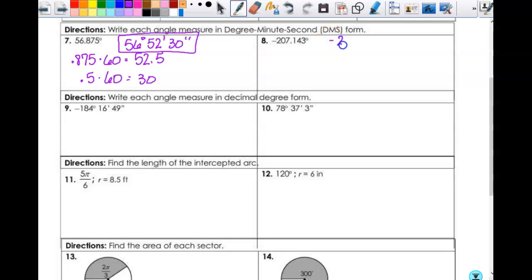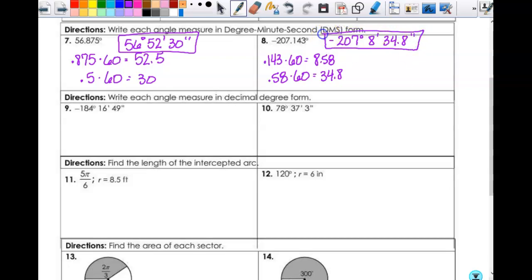Number 8, this is a negative 207 degrees. I'm going to take 0.143 and multiply it by 60. That gives me 8.58. So that means I have 8 minutes. I'm going to take the 0.58 and multiply it by 60, and that's going to give me 34.8, so this is 34.8 seconds.